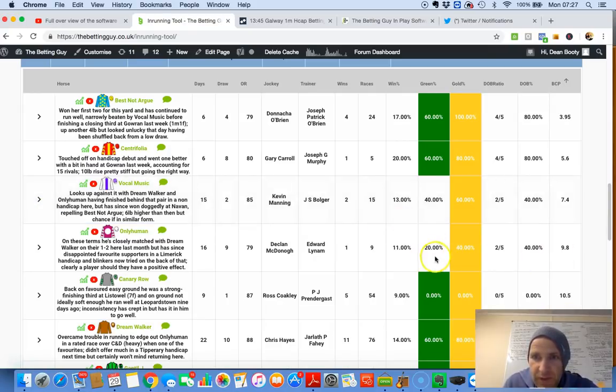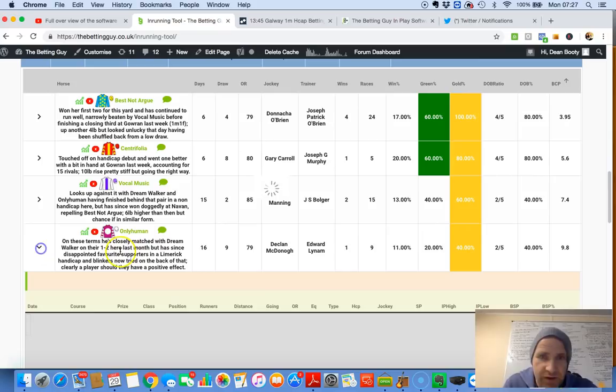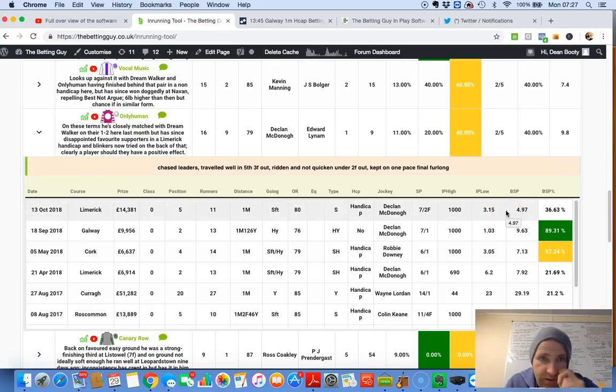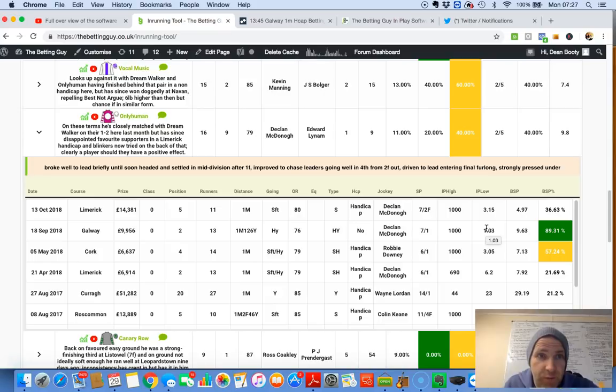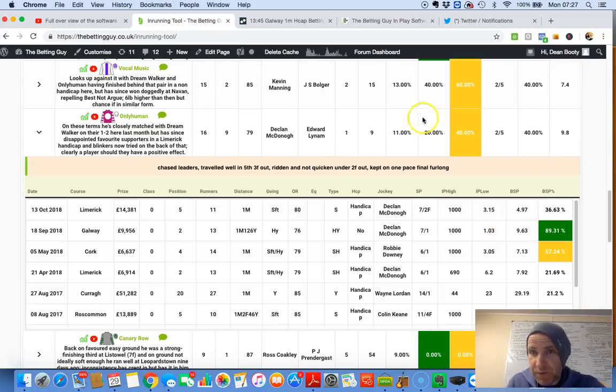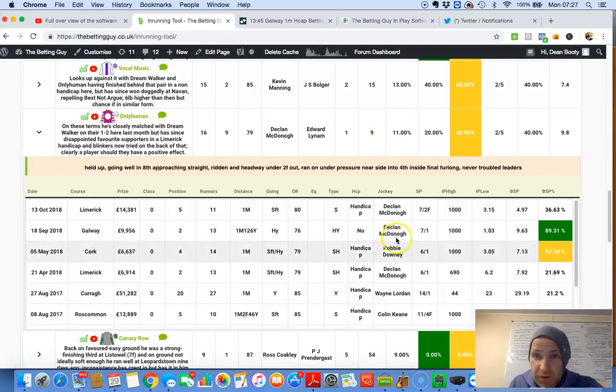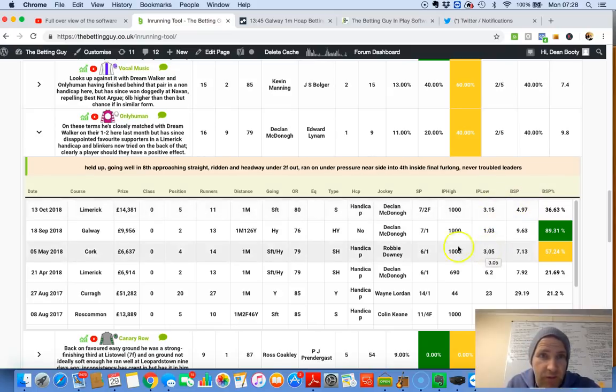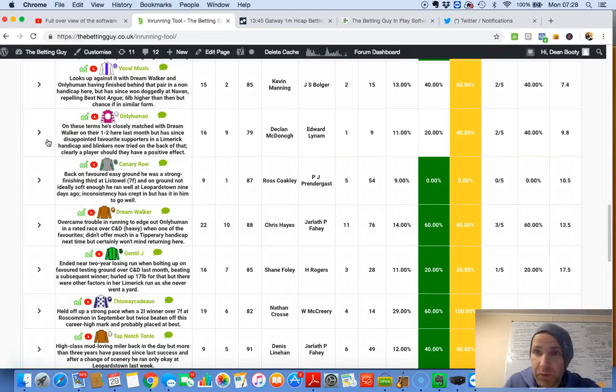This one here, 9.8, 20% of the time it's traded at 60. So only 1 in 5 it's traded at less than 60%. Chase leader travel well. Oh, interesting. Broke well. Led briefly. I was going to suggest this could potentially be a later back, but the fact that it's travelled well there, it would certainly put me off. And it did trade 4.97 down to 3.15. Held up going well. The fact it goes well would put me off.